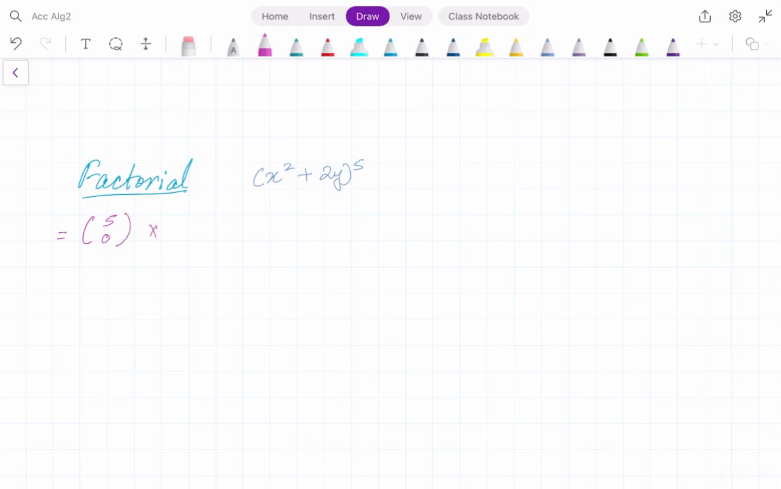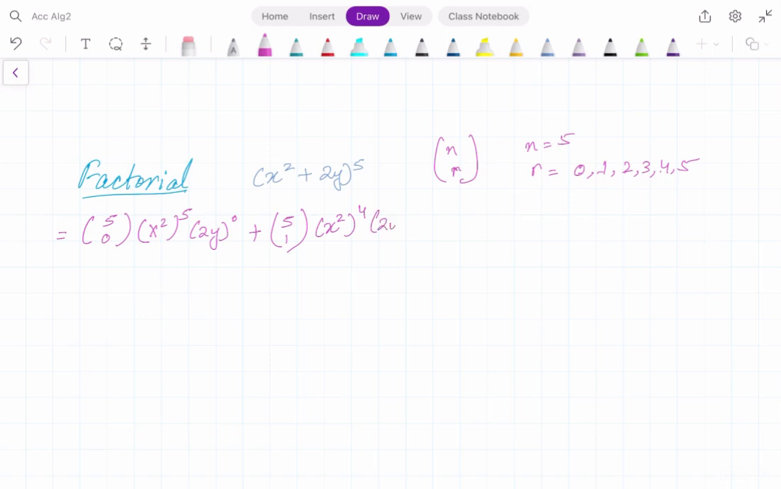So the first coefficient will be 5 and 0. That means we are taking the highest power 5 for A and the lowest power for B. So that is why I wrote 5, 0. Now the coefficient for the next term will be the next will be 1. So n will remain 5, but r will increase. R, we will start from 0 all the way to 1, 2, 3, 4, and 5.